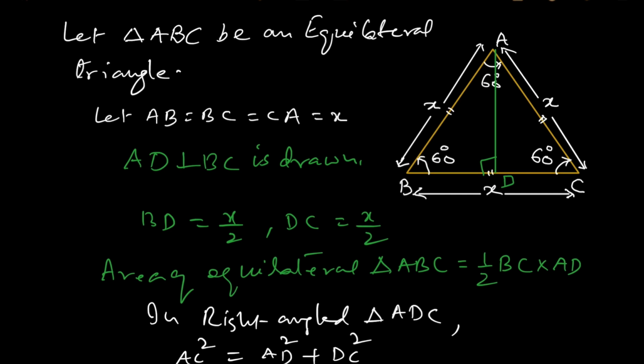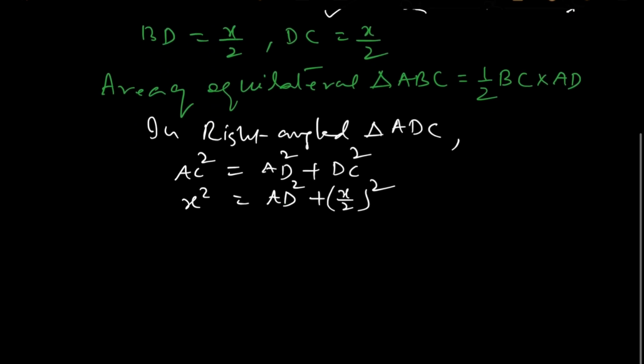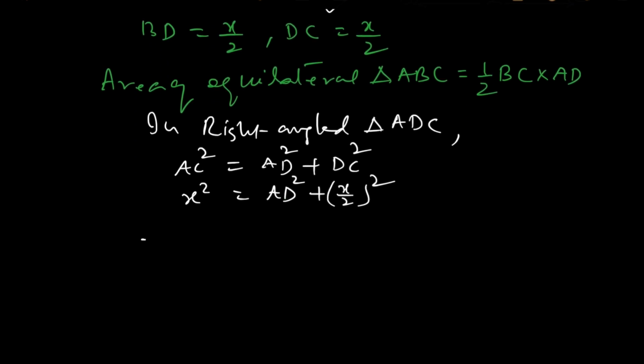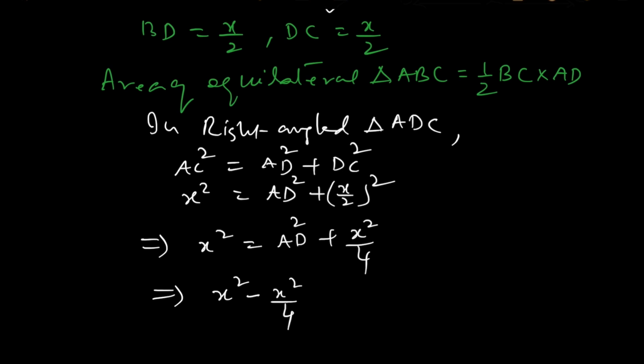AC we know is x, all sides are equal to x. AD we want to know, the height of the triangle. DC we have already written is x by 2. With the help of this equation, we can get the value of AD. x square is equal to AD square plus x by 2 whole square, which is x square by 4. Now x square minus x square by 4 is equal to AD square.